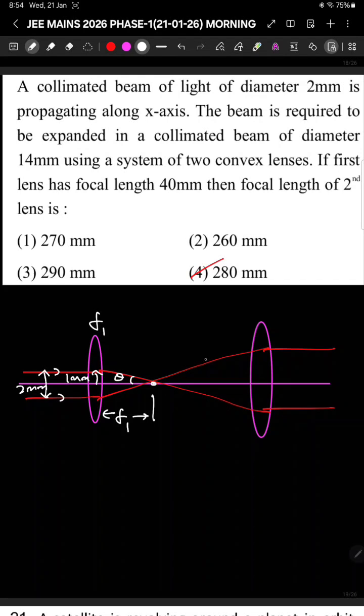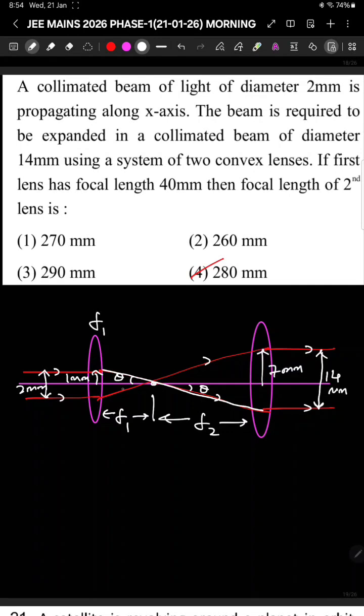Now again this acts like the focus for the second lens, to become parallel rays after passing through the lens. So for a straight line, this angle will also be theta only. And its diameter is mentioned here as 14 millimeters. Then this part becomes 7 millimeters.